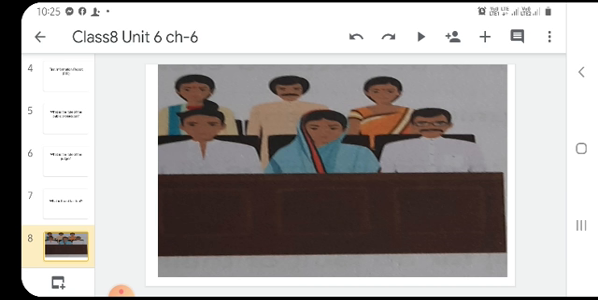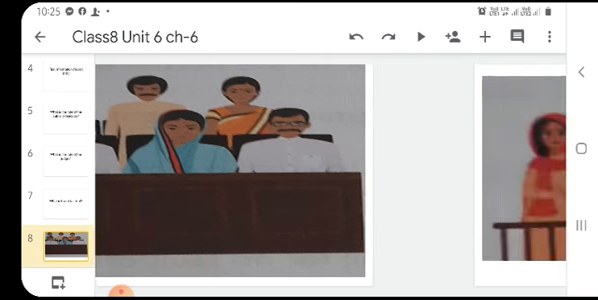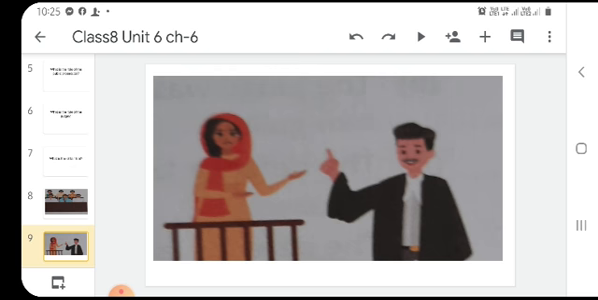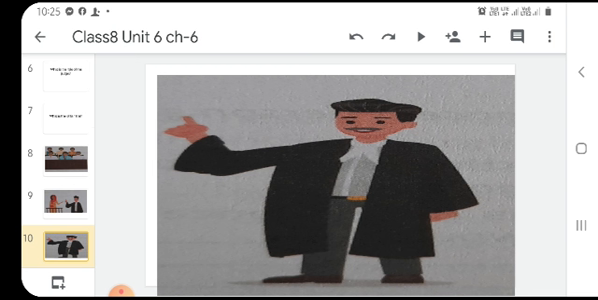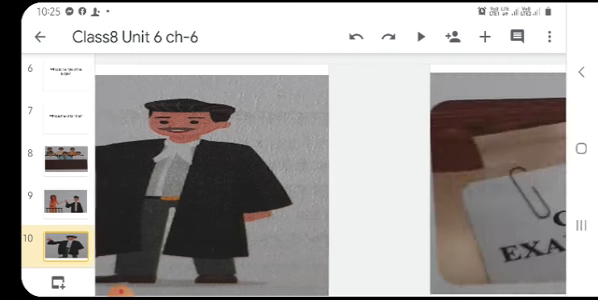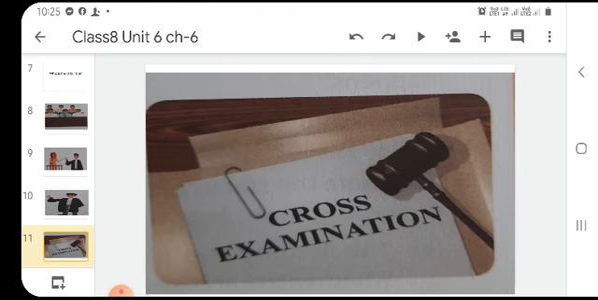The trial is held, dear students, in an open court in public view. Here you can see a picture. Second is, a trial is held in the presence of the accused. Third, a lawyer is assigned to defend the accused if he or she is not able to afford one. According to article number 22, every person has the fundamental right to be defended by a lawyer. Fourth factor is, the defense lawyer is given the opportunity to cross-examine all the prosecution witnesses.